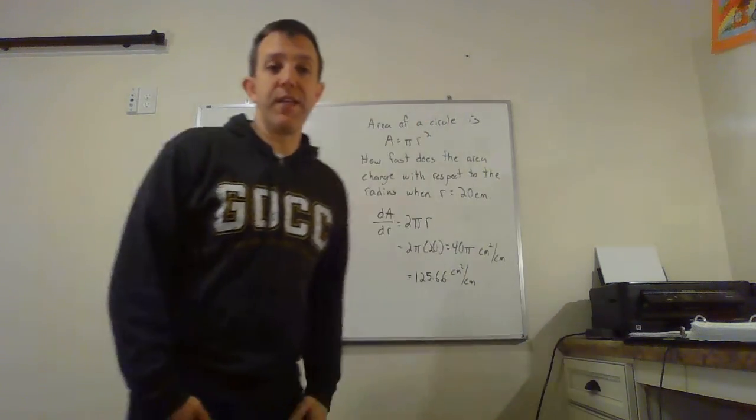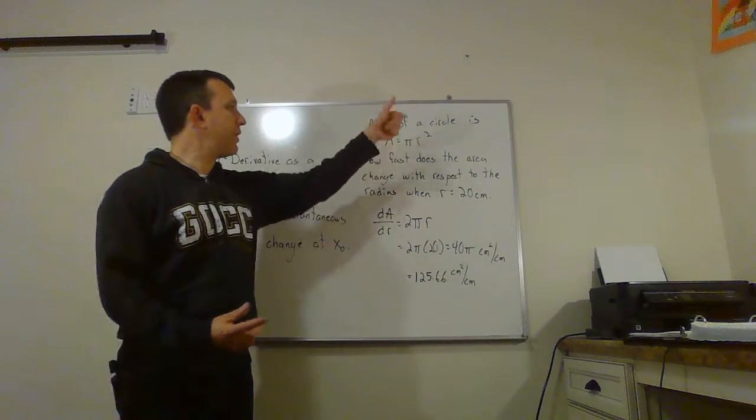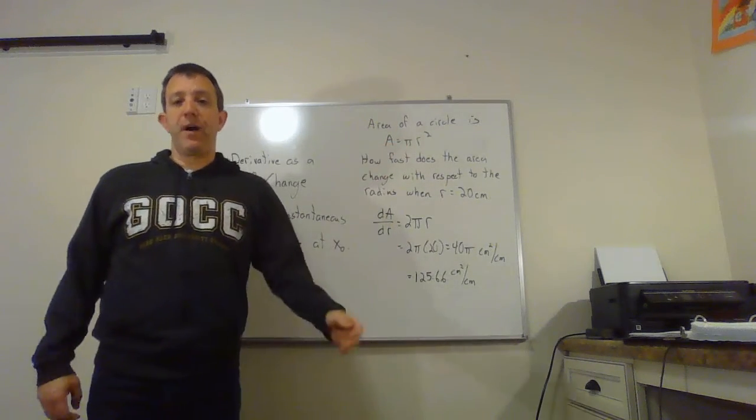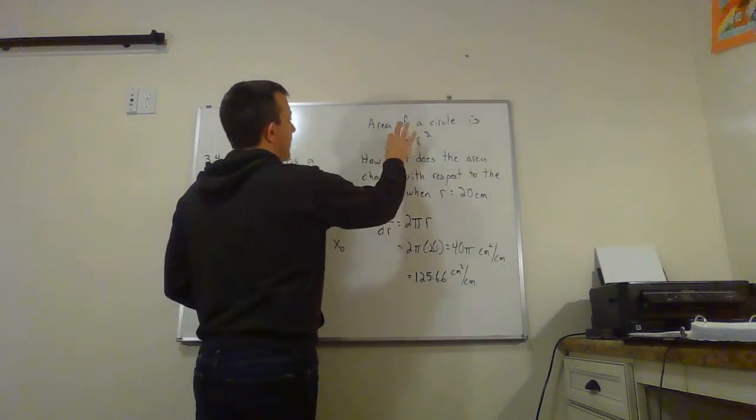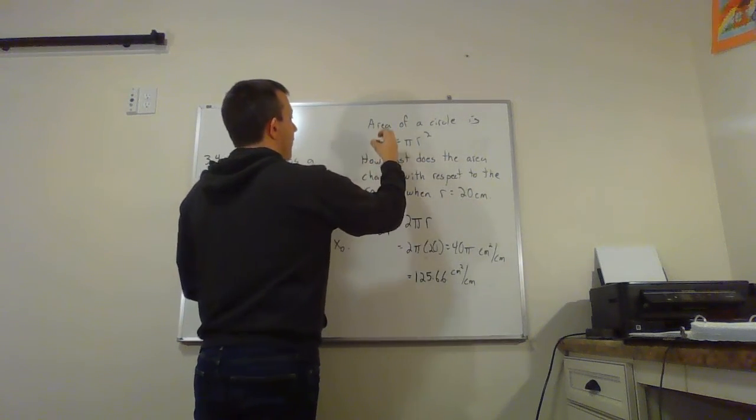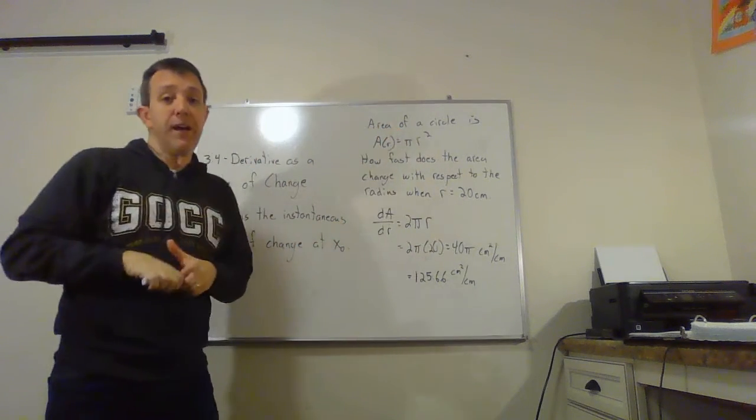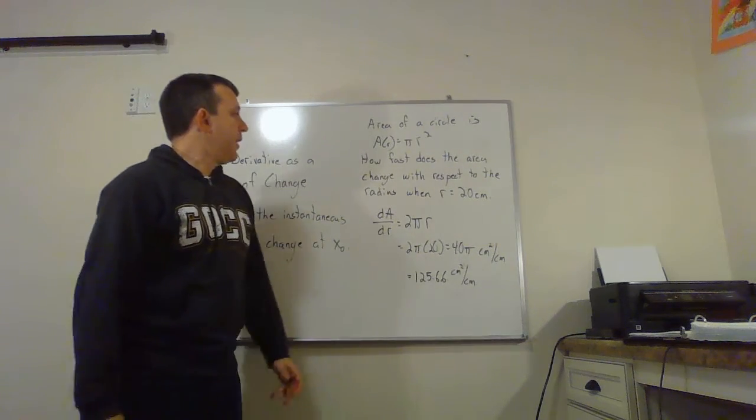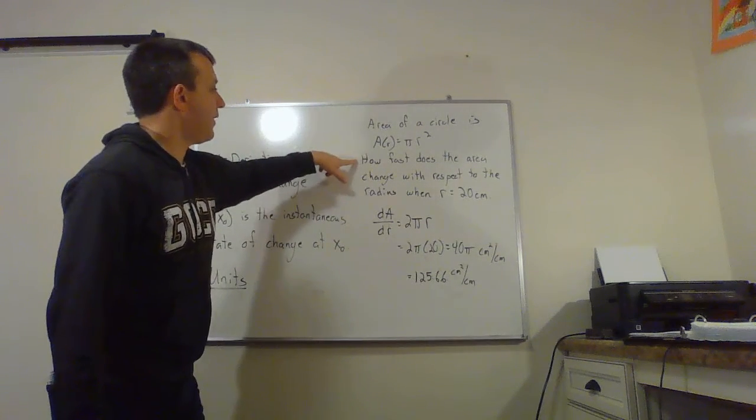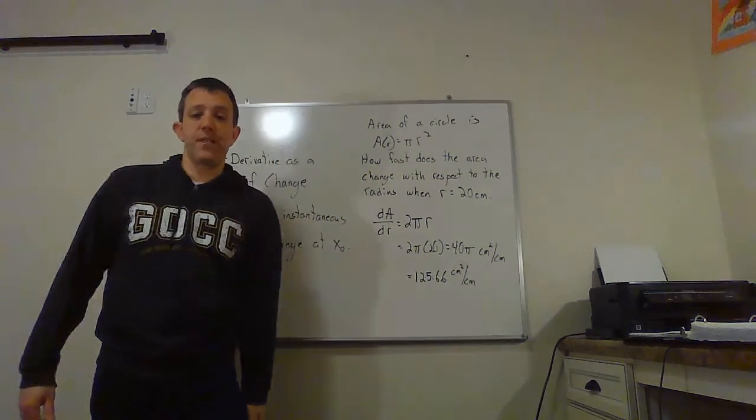All right, so let's take a look at this first example. We're going to look at a circle. So we know the area of a circle is A equals pi r squared. Let's go ahead and write it as a function, A of r, because the area really is a function of the radius of the circle. And so what we want to ask is this: how fast does the area change with respect to the radius when the radius is 20 centimeters?